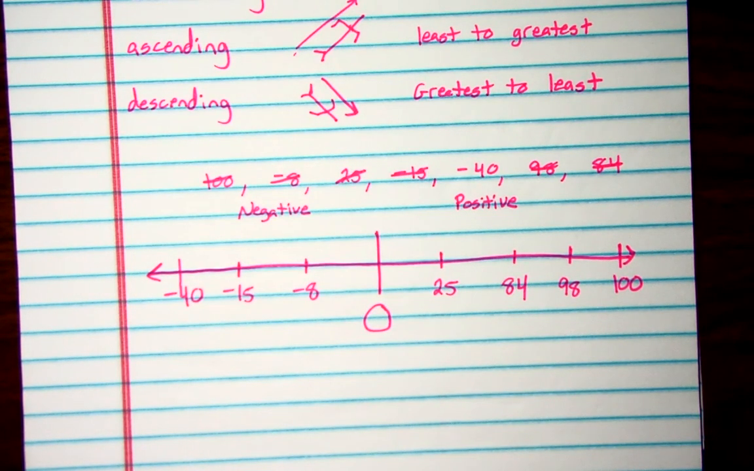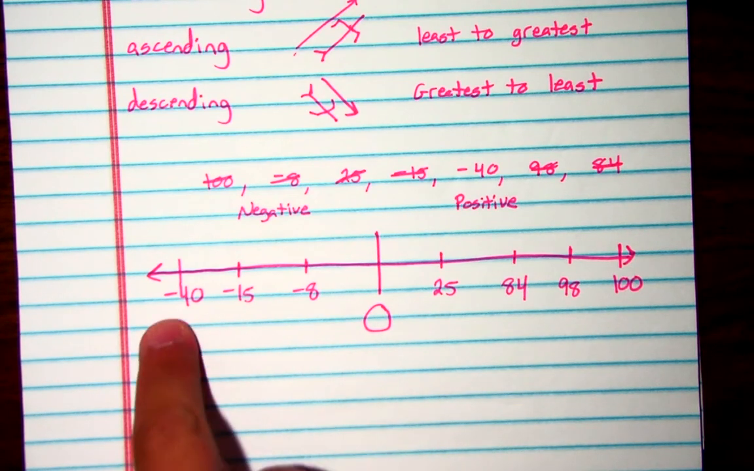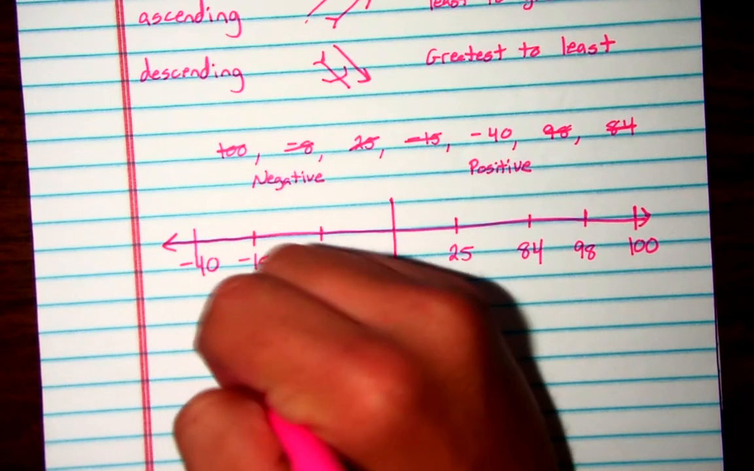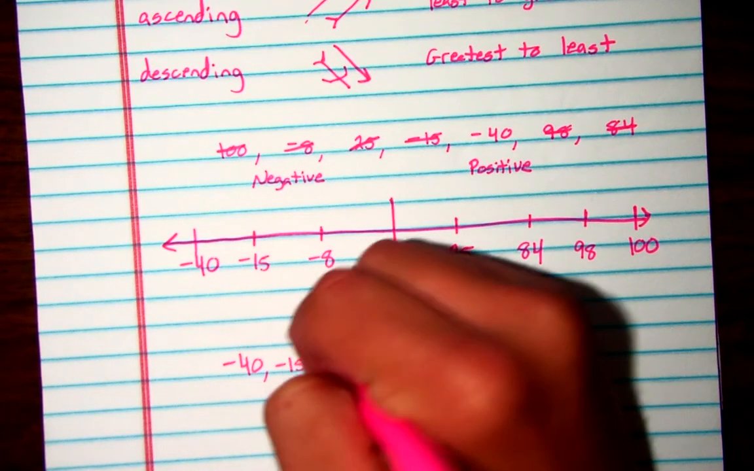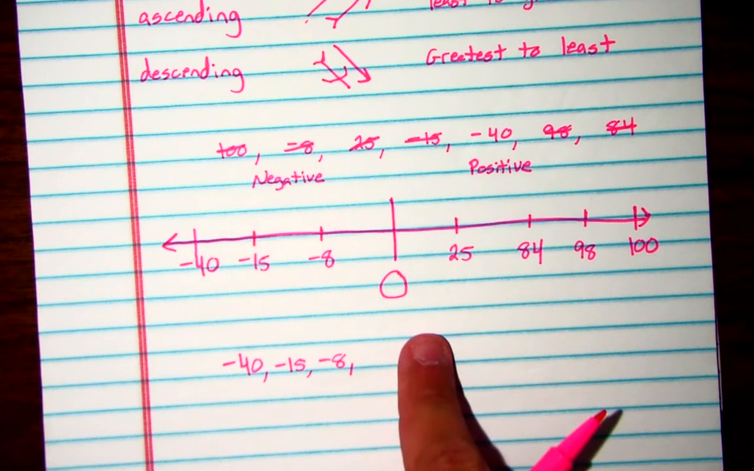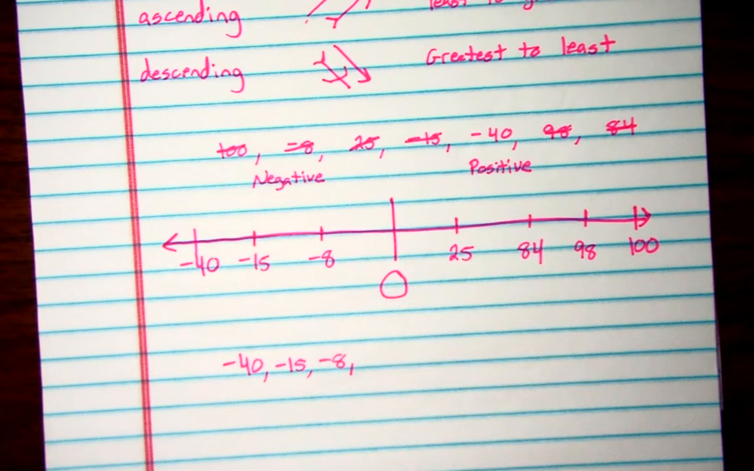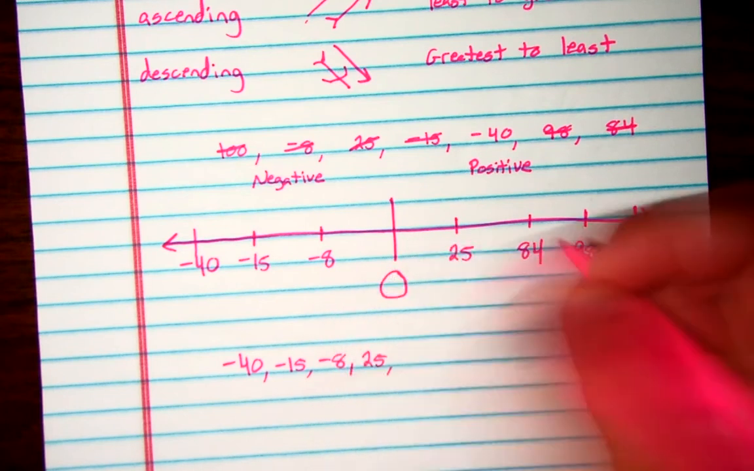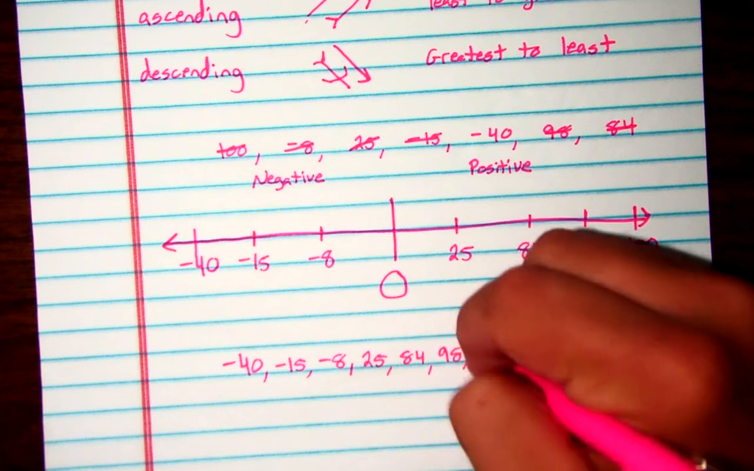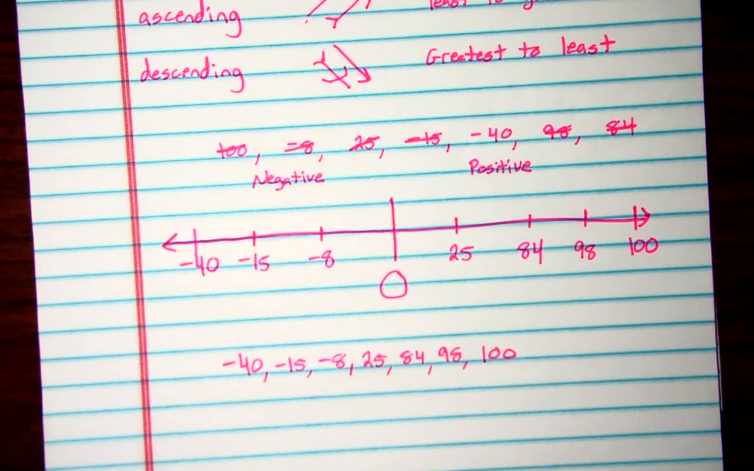Now, the question says to put these in ascending order, so from least to greatest. Well, guys, guess what? You have it on a number line. It is in order from least to greatest. Now you just have to write it out. Now, is 0 part of our problem? No, it wasn't, so you don't have to include it. That's just for my visual. And there you are, from least to greatest.